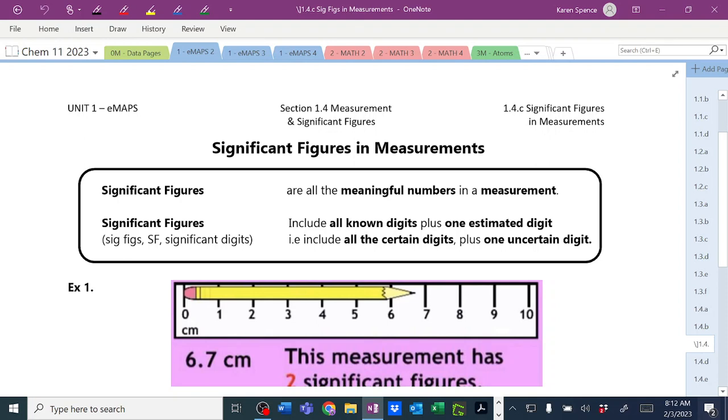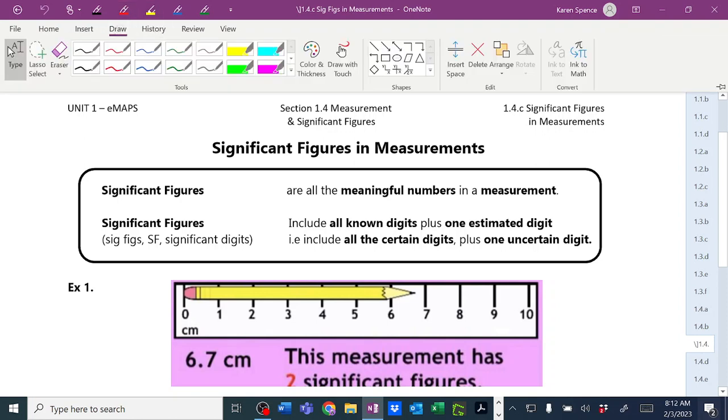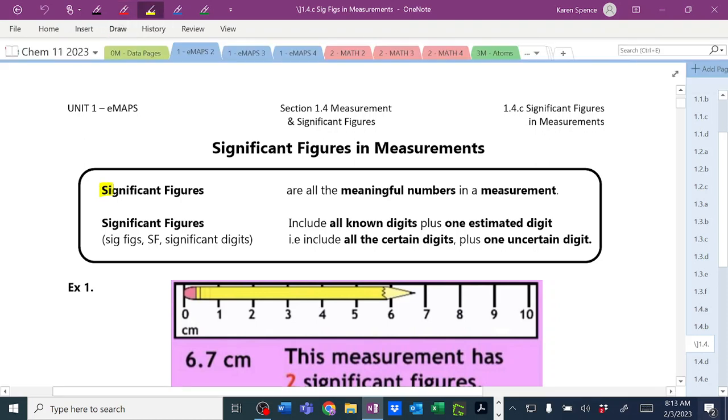All right, so we have significant figures in measurement. A couple of the key ideas: significant means meaningful. So significant figures are all the meaningful numbers. And the third important thing is that it is in a measurement. So significant figures are the meaningful numbers in a measurement.